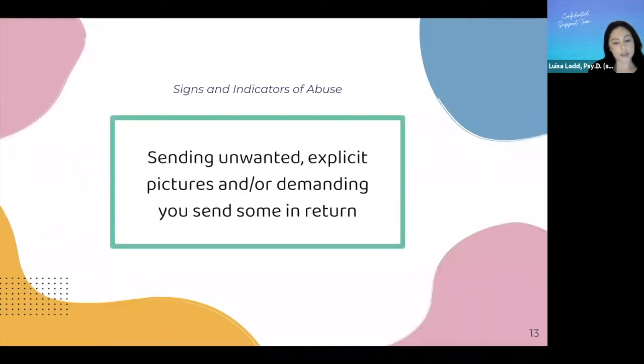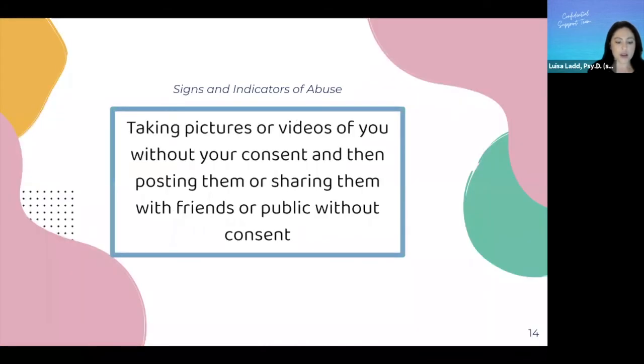Sending unwanted explicit pictures or demanding that you send some in return. This should not be normalized, as sending unwanted explicit pictures of a sexual nature, and forcing someone else to do so, could both be a Stanford policy violation and also a crime. Taking pictures or videos of you without your consent and then posting or sharing them with friends or publicly without your consent.